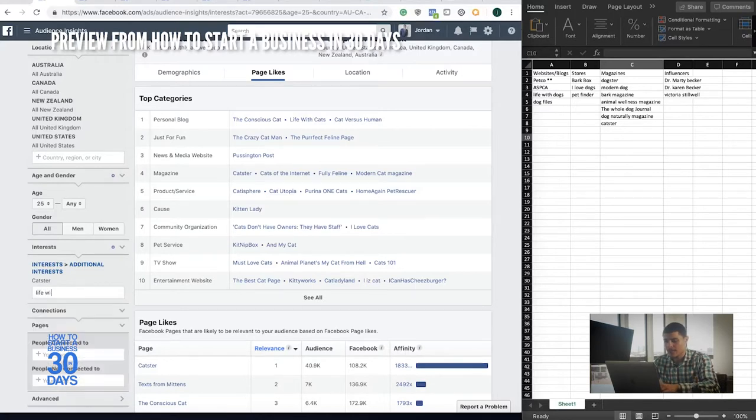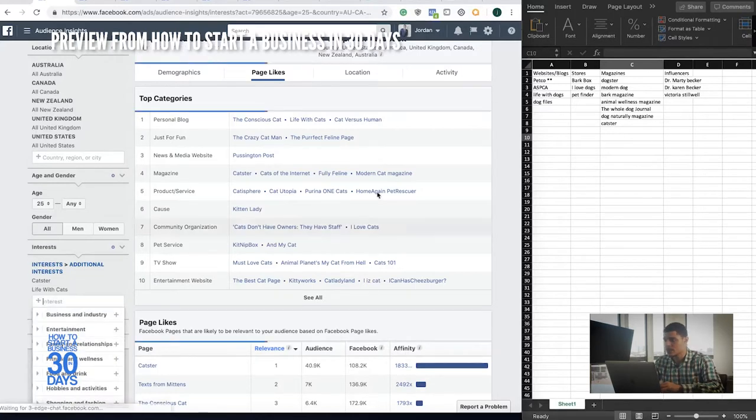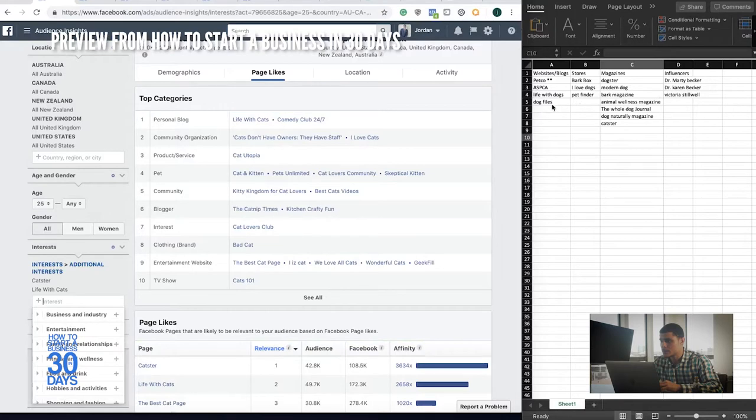So we have Life with Cats. That's one. Here we go. Life with Cats, personal blog, comedy club. Cats don't have owners, they have staff. You see, that's the kind of thing I was just talking about earlier, right? As opposed to a dog, it's dog lovers. How many times have you seen somebody walking down the street, walking their cat? I've never seen that. And if you have, they're probably in some circus of some sort.